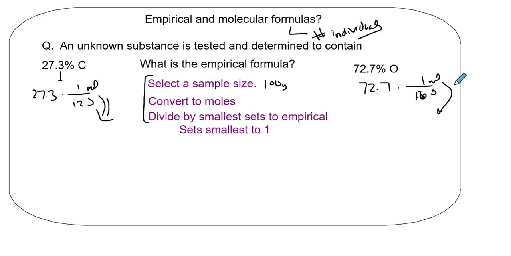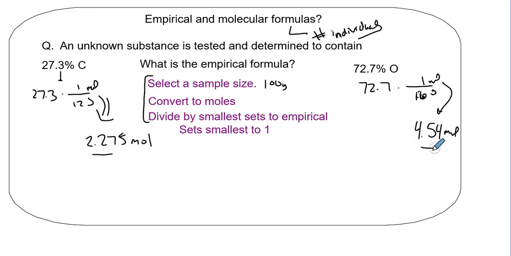27.3 divided by 12 is 2.275. And this one over here is 72.7 divided by 16 equals 4.54. These are moles. Now you might think to yourself, I don't understand why I can choose my own sample size, because if I choose a different sample size, then my moles would be different.